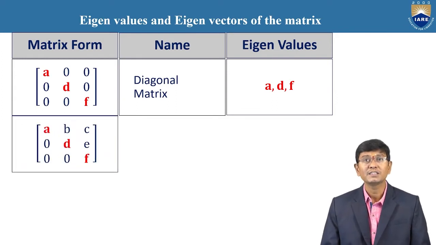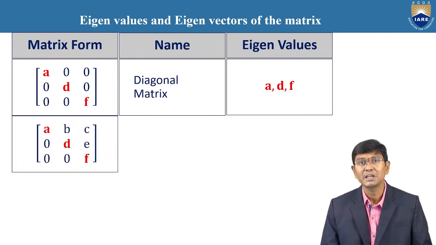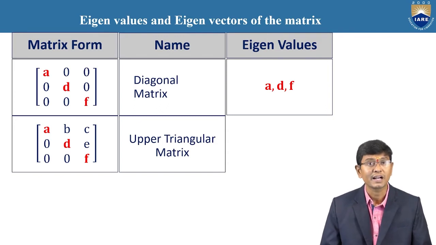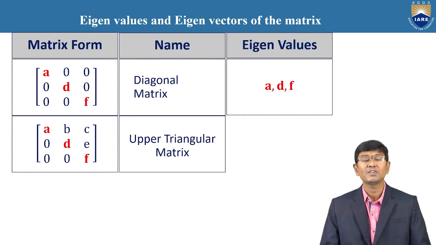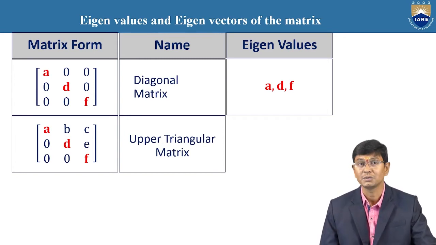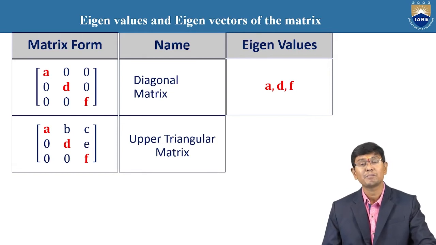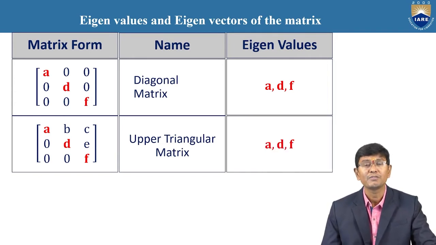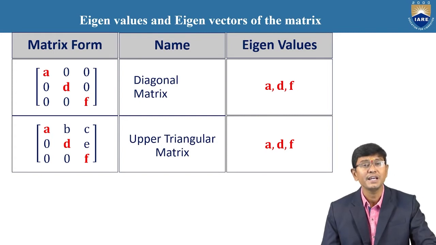And similarly, if it is a, b, c, 0 d e and 0 0 f, such a matrix is called a triangular matrix, and here it is clearly an upper triangular matrix. According to the definition of the upper triangular matrix, the elements below the diagonal are zero. If the given matrix is an upper triangular matrix, the eigenvalues are the diagonal elements. Here, the diagonal elements are a, d, f only. Therefore, the eigenvalues are a, d, f only.